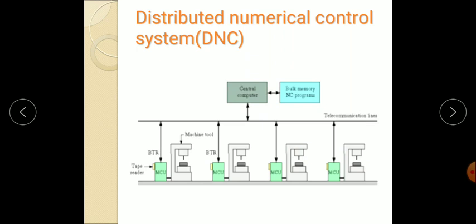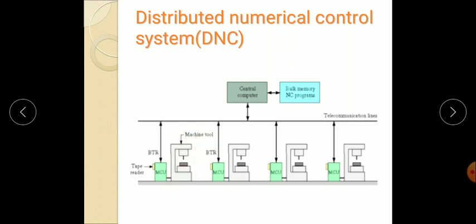So what we can see from the block diagram is that the tape reader is eliminated in DNC. Instead of that, the part program is transmitted to the machine tool. So this is a machine control unit where the part program is transmitted to the machine tool directly from the computer memory. So from this memory, the part program is transferred to this machine control unit, then it is transferred to the machine tool.